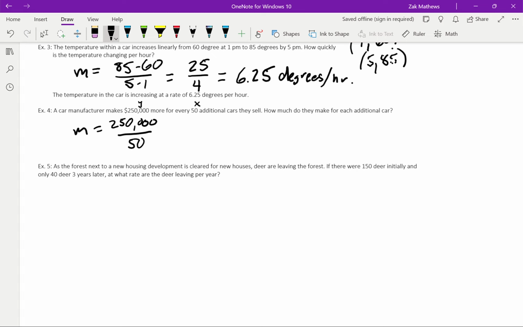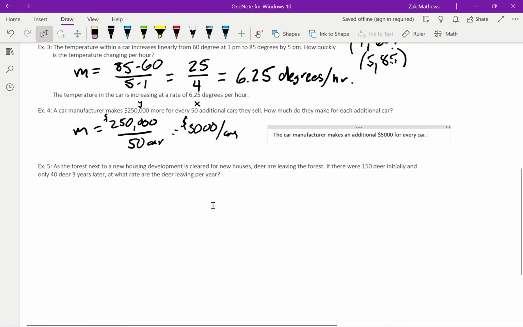So I'm just going to take these two numbers and divide them. And when I divide 250,000 by 50, I get 5,000. And because we're talking about dollars per car, this would be 5,000 for every car. So to answer my question, how much more do they make for each additional car? The car manufacturer makes an additional $5,000 for every car. Every car they sell, they're going to make $5,000 more in profit.